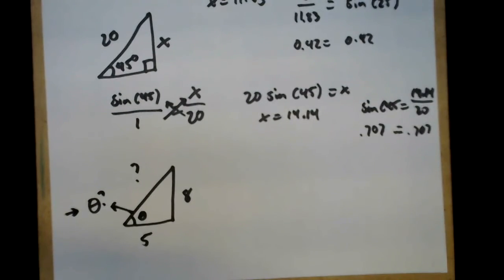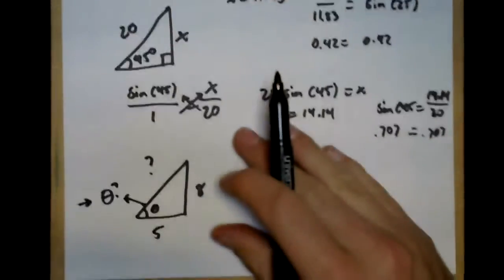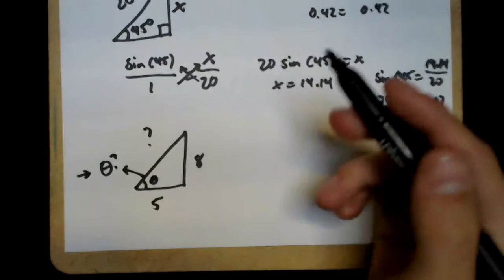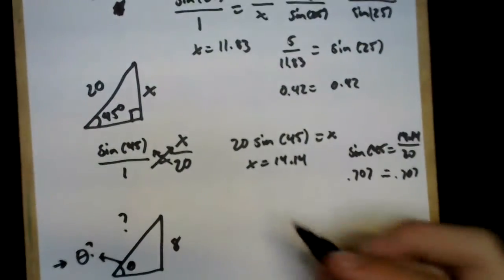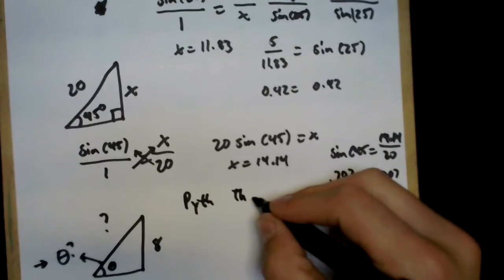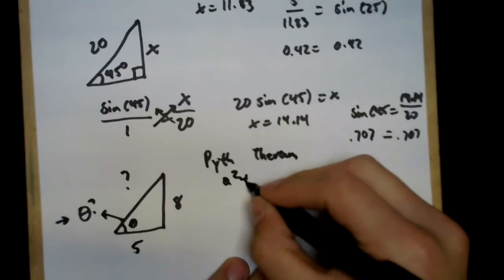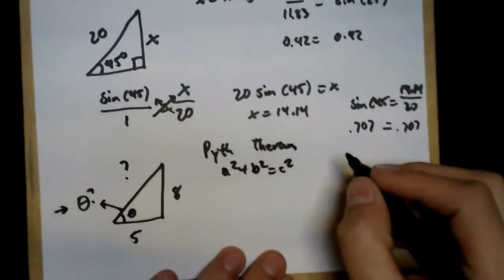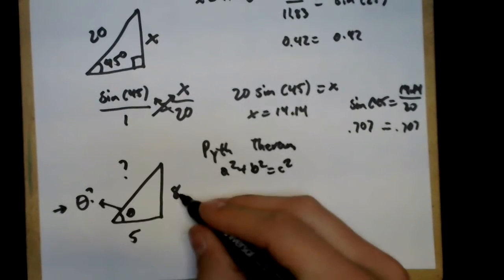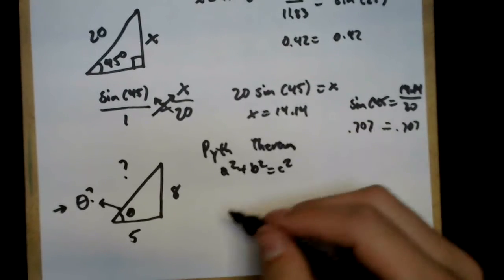So, looking back up here, you know that sine is opposite over hypotenuse. Here's your opposite side, here's your hypotenuse. There's one problem. We don't know the hypotenuse, so how do we do this? If you remember the Pythagorean theorem, which I'll abbreviate as Pythag theorem, it is a squared plus b squared equals c squared. A being one of the sides, b being one of the sides, and c being your hypotenuse. You can interchange a and b.